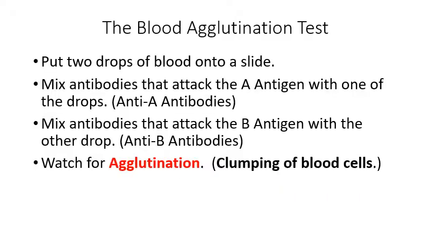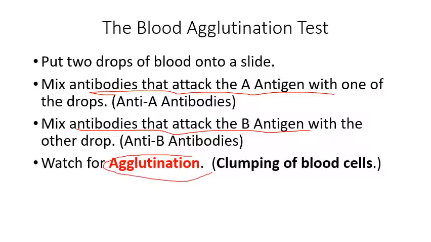So let's have a look here. You put a few drops of blood, usually 2 drops of blood, onto a glass slide, and then you mix 2 different antibodies with those drops of blood. Right, so you mix antibodies that attack the A antigen with one of the drops of blood, and then you mix antibodies that attack the B antigen with the other drop, and then you look to see which one of those 2 drops will agglutinate. Agglutination means the blood cells kind of clump in preparation to being destroyed, and so that agglutination is quite obvious.